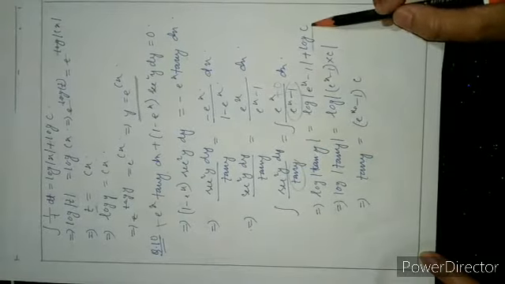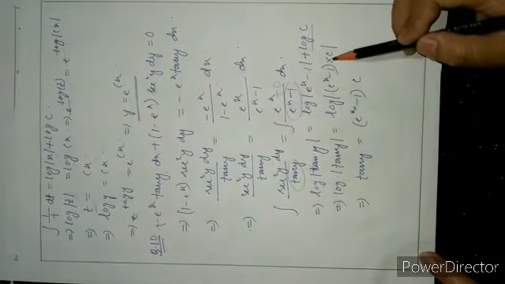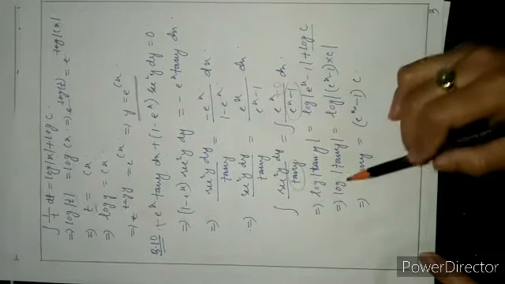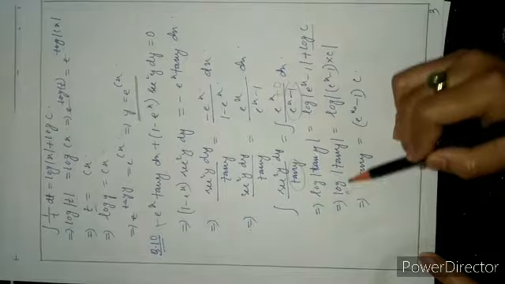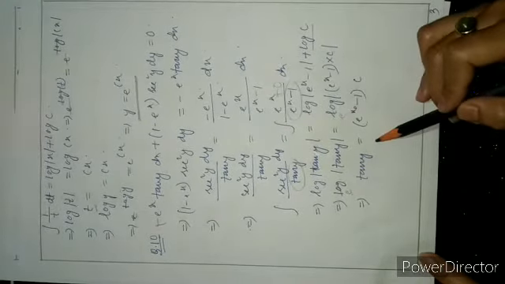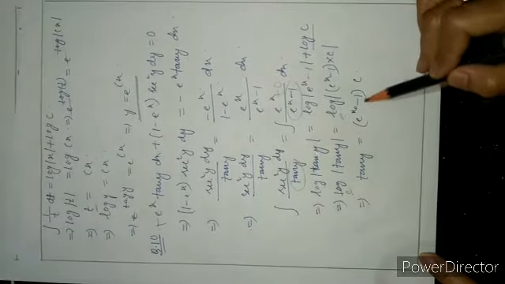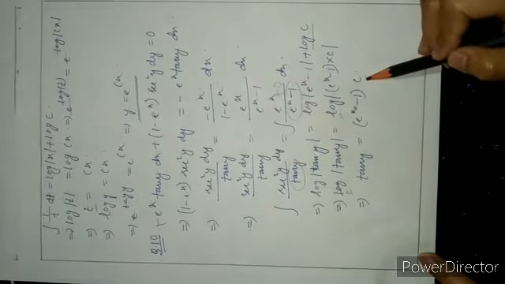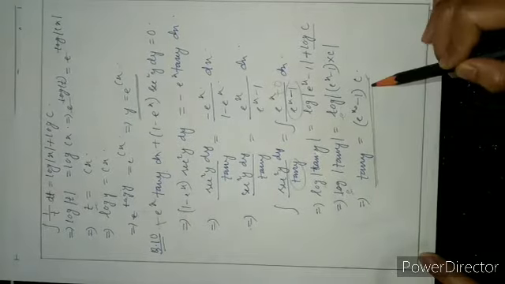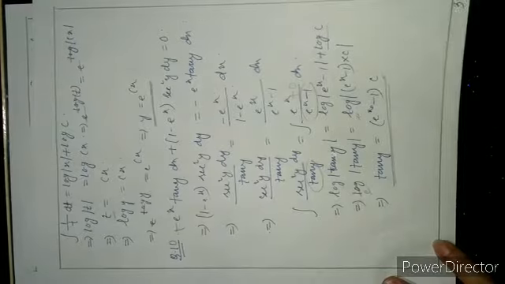Plus log c. So log tan y is equal to log of e to the power x minus 1 plus log c, and giving exponent power on both sides of the equation, the e and the log cancel, and we get tan y is equal to c multiplied by e to the power x minus 1, which is the general solution of the given differential equation.